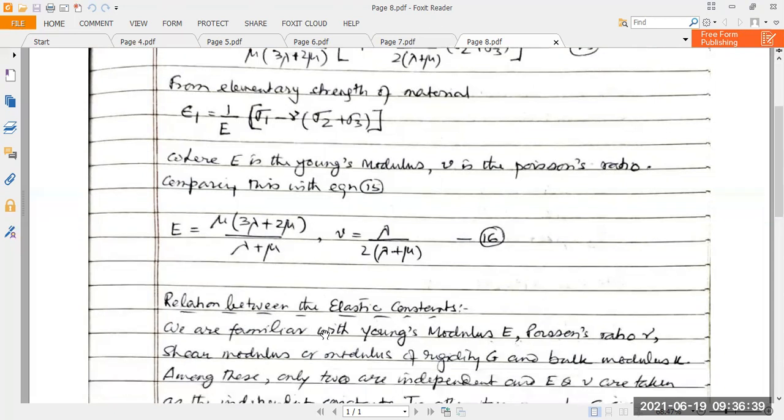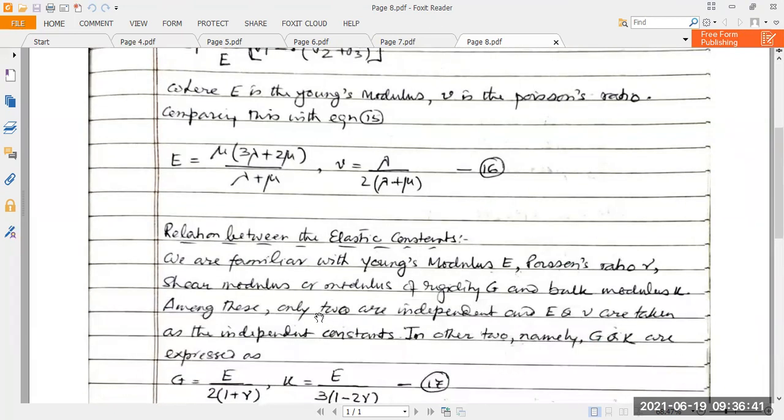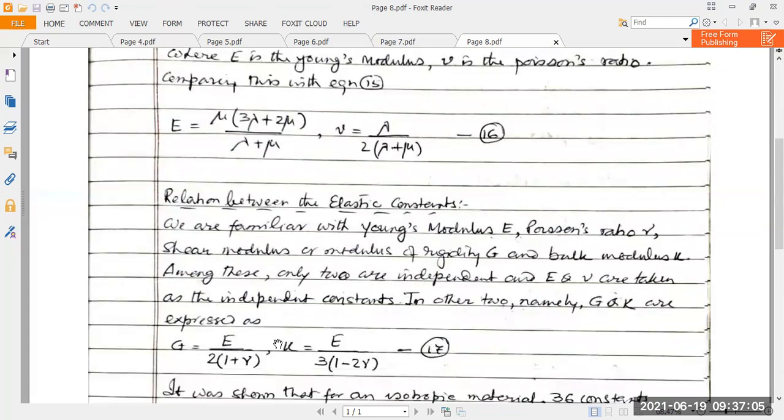Now, let us go through the relation between the elastic constants themselves. We are familiar with Young's modulus E, Poisson's ratio gamma, shear modulus G, and bulk modulus K. But only two are independent, that is, Poisson's ratio and Young's modulus are taken as independent because they have no relation among themselves. But G and K can be expressed as G is equal to E by 2 into 1 plus gamma, and K is equal to E by 3 into 1 minus 2 gamma.